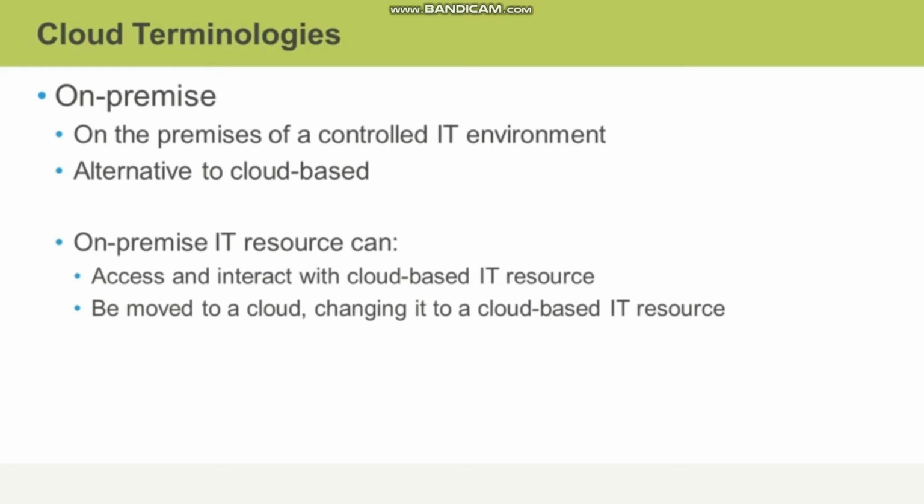On premise is a term that usually refers to within a particular organization. So you see here a controlled IT environment. So it typically would refer to your organization or an internal private organization as opposed to the public cloud. So you see, it's an alternative to cloud based. We can either have all of the IT infrastructure within our own organization on premise, or we can have it in the cloud, somebody else's environment. Any given on premise IT resource can access and interact with cloud based IT resources and or be moved to a cloud, changing it to a cloud based IT resource. So it's not set and or static.